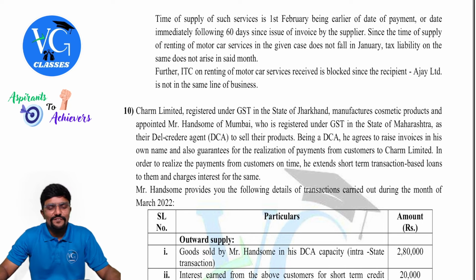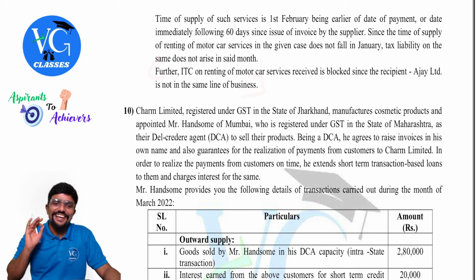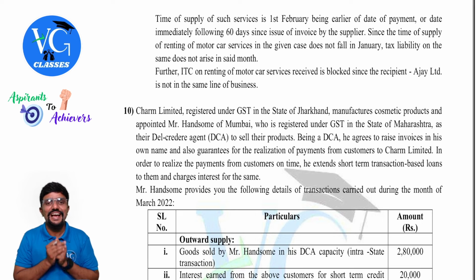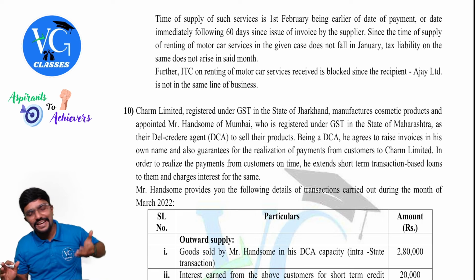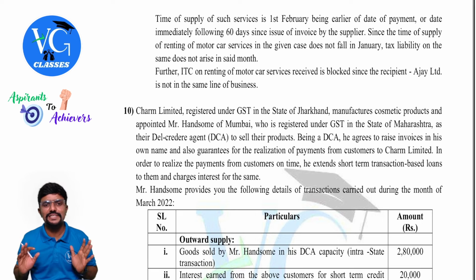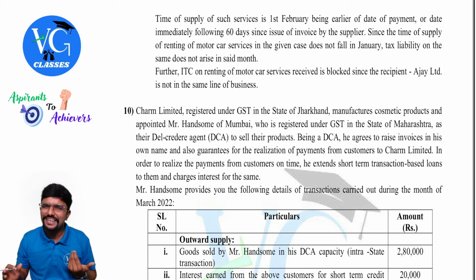No. Further, ITC, this is actually the main point. ITC on renting of motor car services received is blocked since the recipient, Ajay Limited, is not in the same line of business. As the recipient is not in the same line of business, even though you would have paid tax under RCM, he cannot claim credit. Okay, first of all, he is not paying it in January. Even though he is eligible to claim credit, he will not be eligible for January. But first of all, is he eligible?